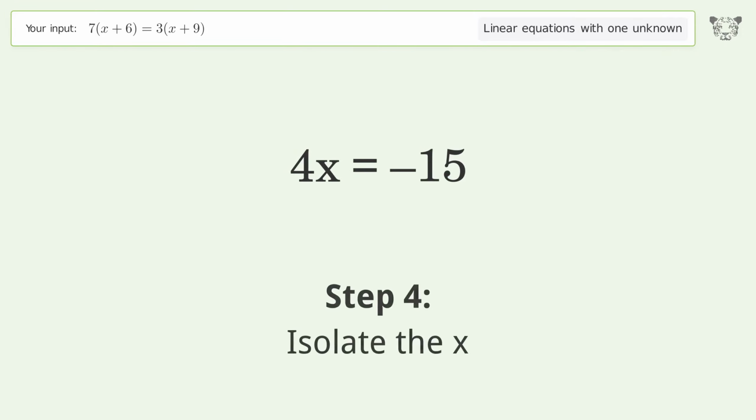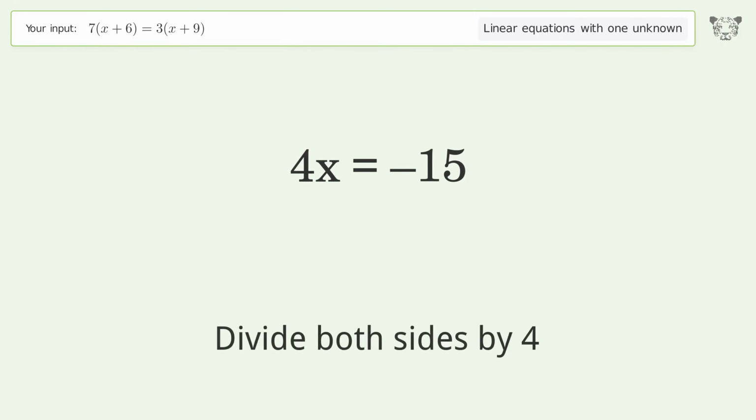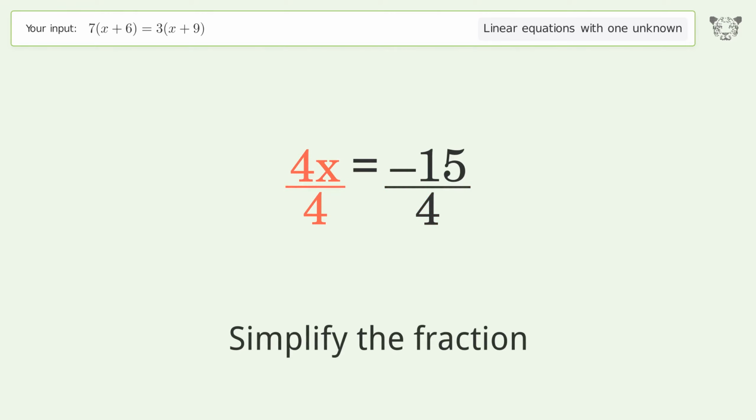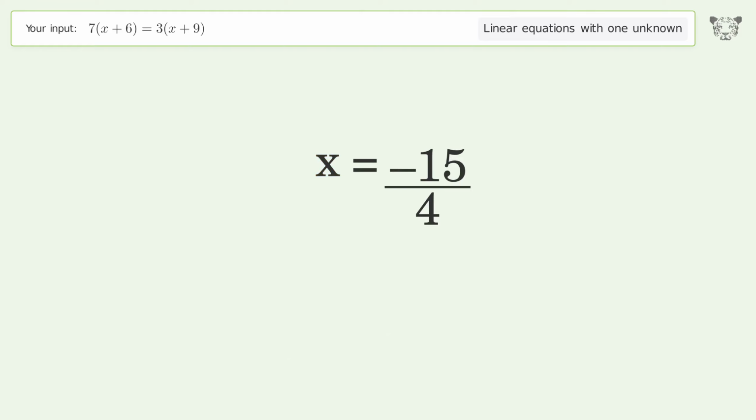Isolate the x. Divide both sides by 4. Simplify the fraction. And so the final result is x equals -15/4.